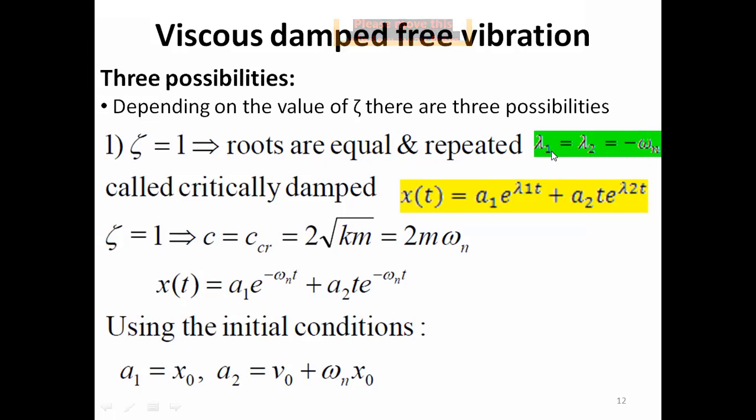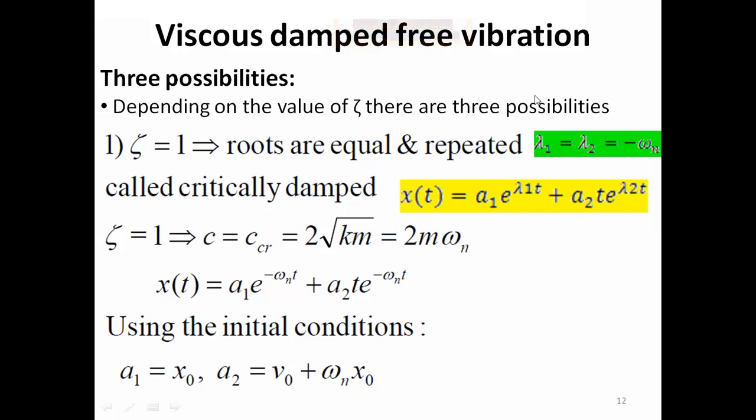So we would have lambda 1, lambda 2 is equal to minus omega n. So we have equal and repeated roots. And in mathematics, we have studied that if we have equal and repeated roots, then the solution of the differential equation would be x of t is equal to a1 exponential lambda 1 t plus a2 times t exponential lambda 2 t. So this would be actually the solution of the differential equation.